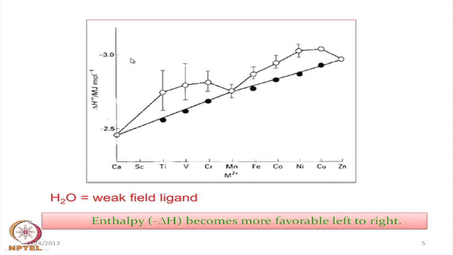And the enthalpy, the delta H, becomes more and more favorable from left to right, because we are getting the hydration enthalpy on the negative side. So, we will be gaining for this hydration or solvation of the transition metal ions. So, solvation or hydration of these transition metal ions is basically an energy efficient process, and immediately when the metal salt is dissolved in water, it goes for its hydration reaction.